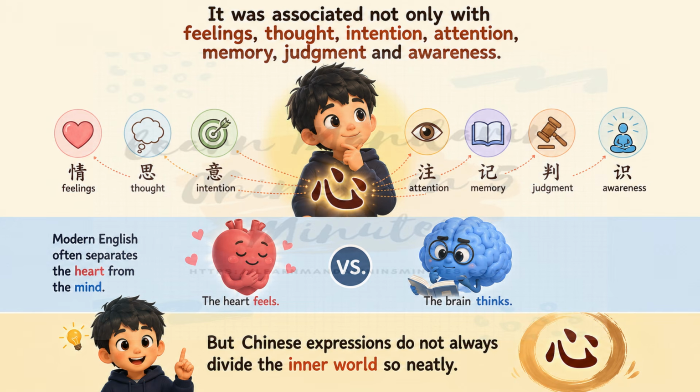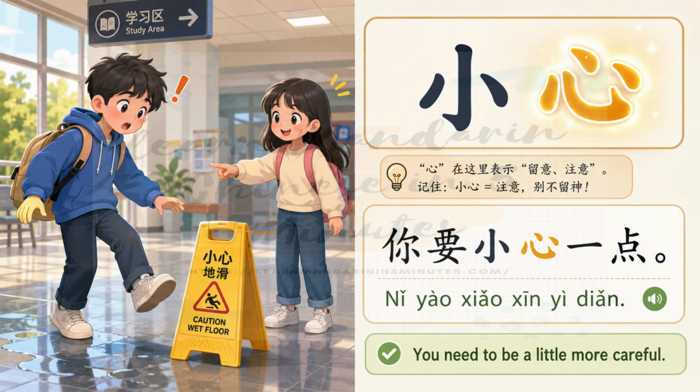Modern English often separates the heart from the mind. The heart feels, the brain thinks. The Chinese expressions do not always divide the inner world so neatly. Consider 小心. It literally contains 小 and 心, but it does not mean that your physical heart should become small. It means to pay attention, to take care, or to be cautious.